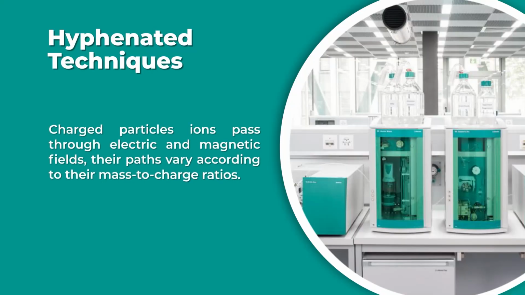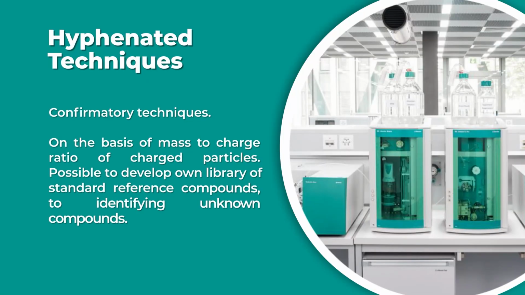One can create libraries by taking the standard sample, having the complete mass spectra, and creating a library. When one receives an unknown sample, always go back to the library and check it. The charged particle ions pass through electric and magnetic fields. Their paths vary according to their mass to charge ratio. And remember, mass to charge ratio is unique for each constituent. That is why these techniques are called confirmatory techniques.